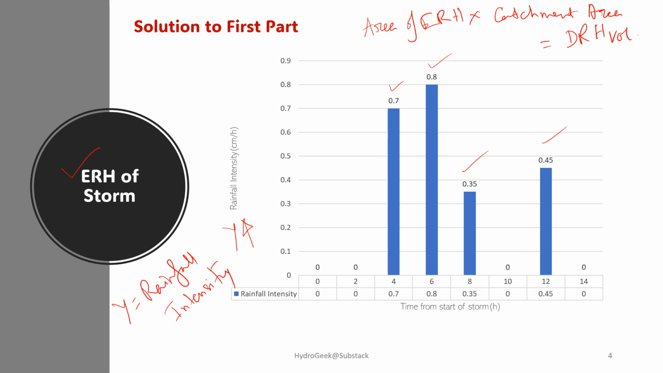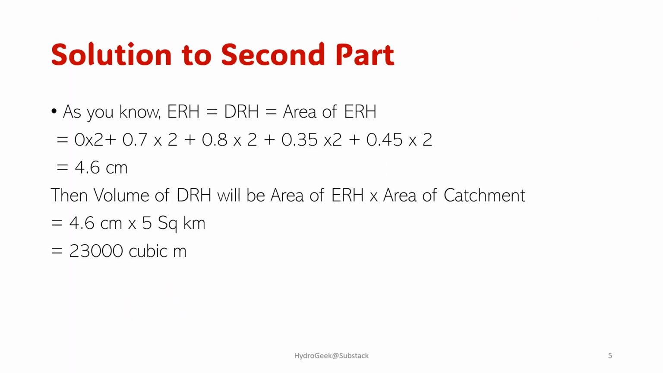Now, this is the end of the first part, that means the solution of the first part of the problem. Now the second part. The solution to the second part is very easy. We know that DRH equals the area of ERH. So what is the area of ERH?